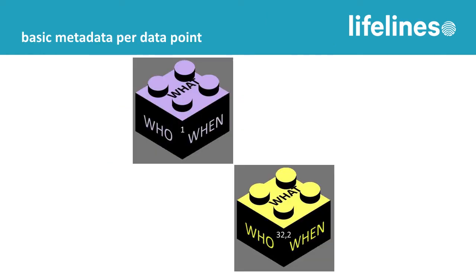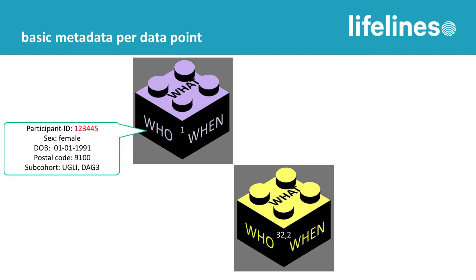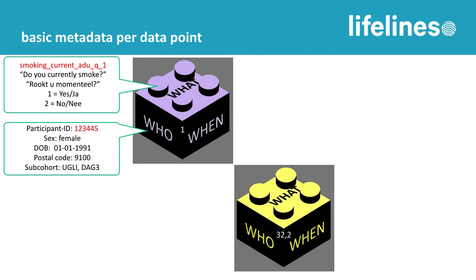So what do I mean with a data unit or a data point? That's this little Lego block with a number in the middle. It could also be a piece of text, but that 1 and that 32.2, that's the actual data that you use to calculate. And then there's a sort of shell of basic metadata around each of these data points. And so there's who, what, and when.